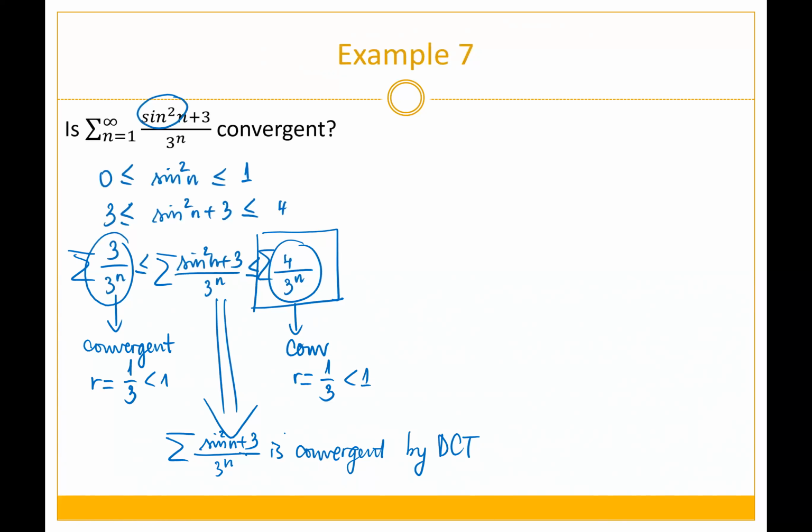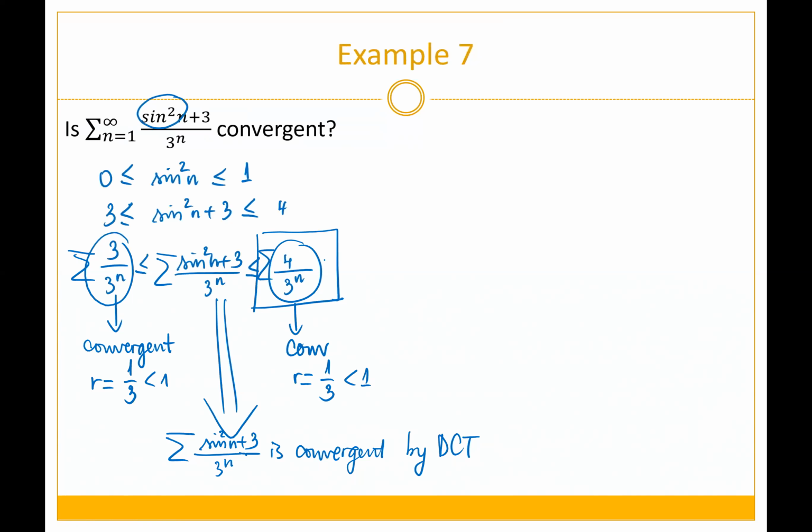So in this case, using the direct comparison test is better because you can slowly identify what the series is, which is 4 over 3 to the n. If you want to jump immediately to the limit comparison test, it might be a little bit harder to identify which series to compare.